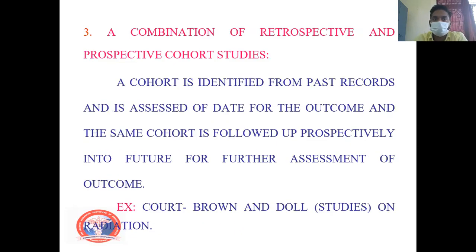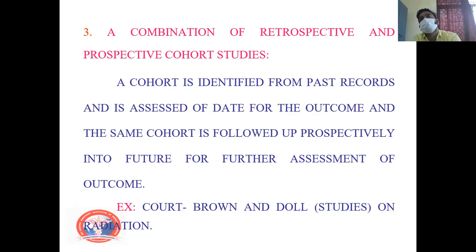Okay. The third one is a combination of retrospective and prospective cohort study. A cohort is identified from past records. It's a combination of both things. The cohort is identified from past records and assessed to date for the outcome, and the same cohort is followed up prospectively into the future for further assessment of outcome.